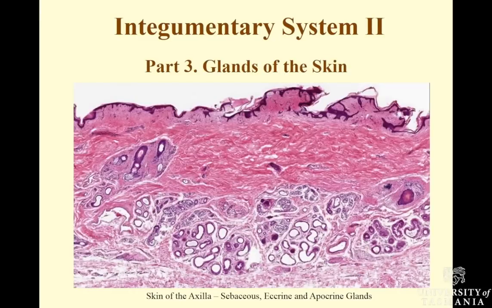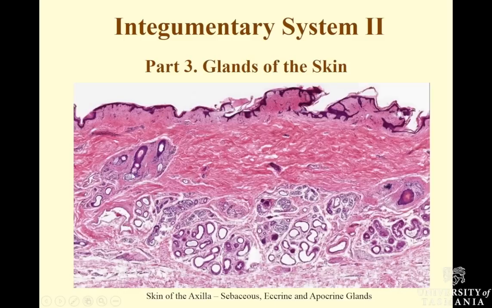Well, welcome back to part 3 of the Integumentary System 2 lecture, and we'll be having a look at the glands of the skin. So there's obviously 3 glands of the skin. We'll talk about these in a second, but in this micrograph, this is a really cool section actually. It's taken from the skin of the axilla. So the axilla, of course, is the armpit, and in this section we've got all 3 glands. So it's quite unique that we have all 3 glands in the one section.